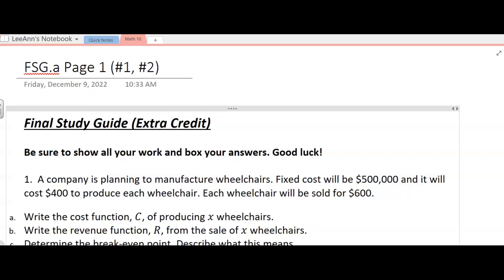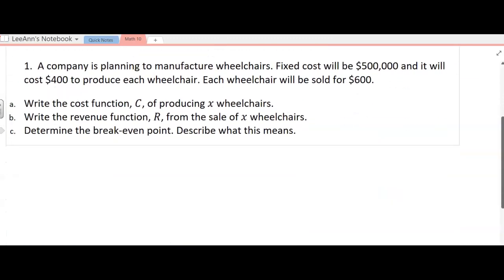Okay, so I'm going to work through these problems on the study guide, and you can see the answers and see your work and hopefully understand it better, or at least see if you were doing it right. Okay, so this first one says a company is planning to manufacture wheelchairs. Fixed costs will be 500,000, and it will cost 400 to produce each wheelchair. Each wheelchair will be sold for $600. Write the cost function C of producing X wheelchairs.